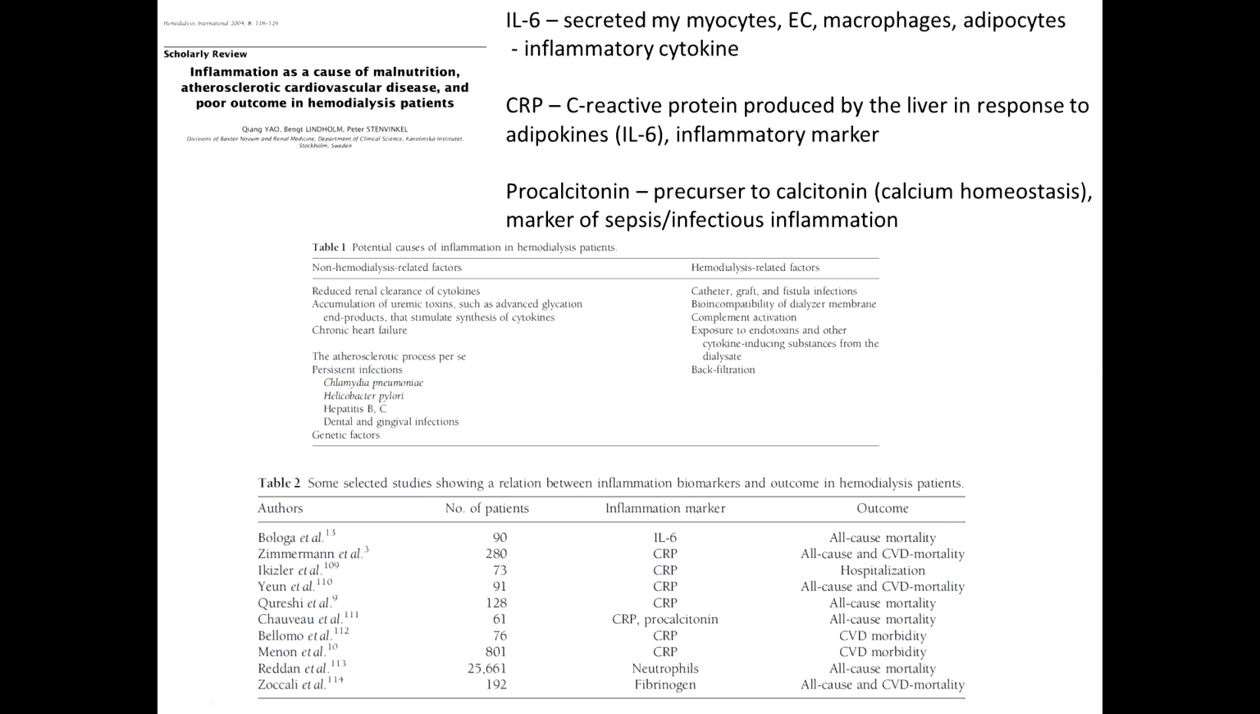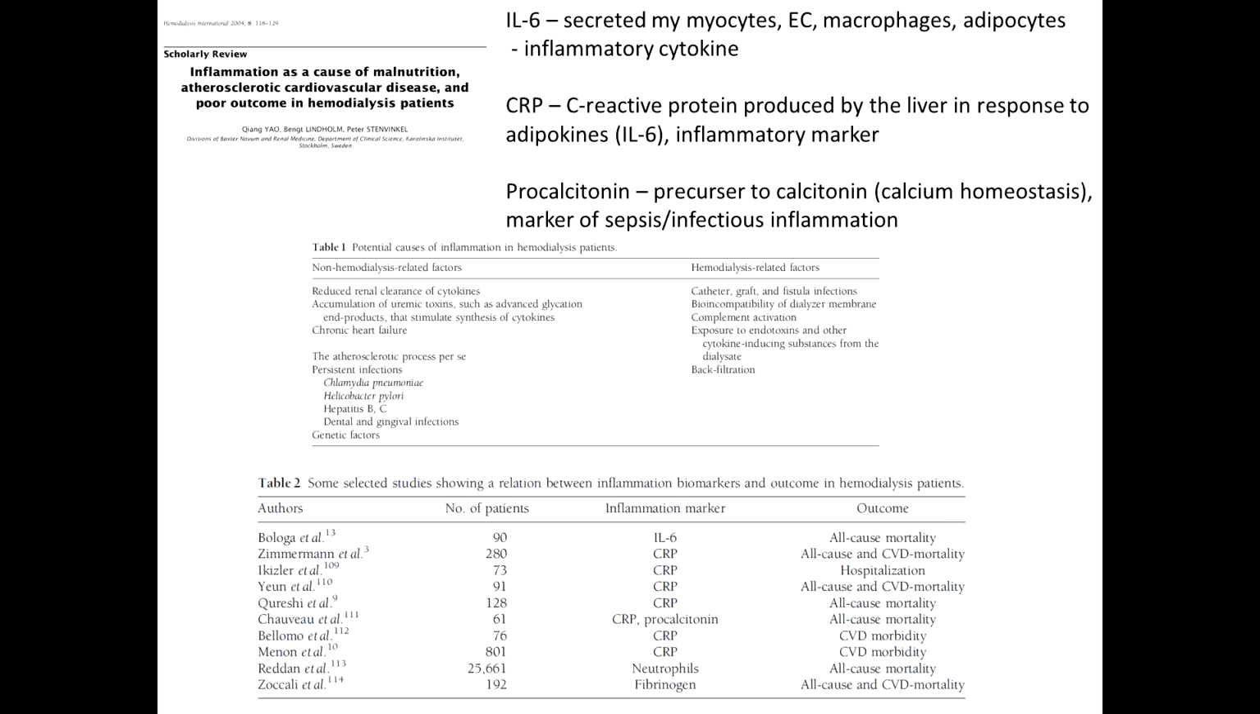And of course, there's always genetic factors. I'm sure at this point, though, when they used genetic factors, they weren't really thinking about it properly. And then hemodialysis-related factors continued over here: the catheter, the graft, the fistula infections, bioincompatibility of the dialyzer membrane, complement activation, remember the complement immune system, exposure to endotoxins and other cytokine-inducing substances, back filtration. So who would have thought that putting somebody on dialysis increases the risk for atherosclerosis independent of other factors? Okay, so those are some things that we want to think about.